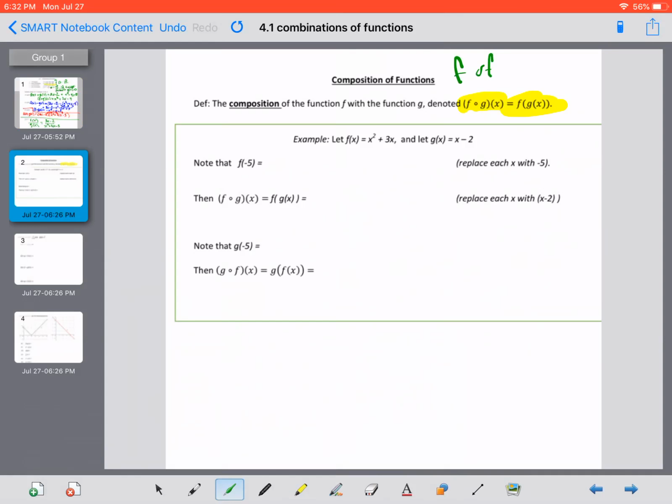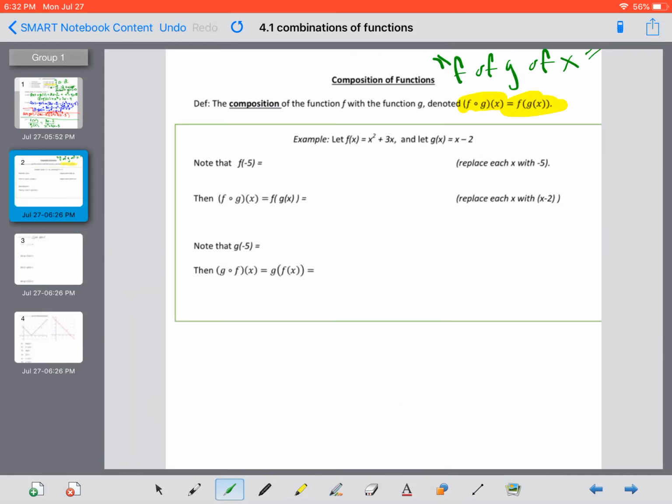f of g of x. That's how you would read that. And what that means is we want to plug the g of x function into the f of x function. So g of x is getting inserted into the f of x function. So let's try to get a sense of what that means.